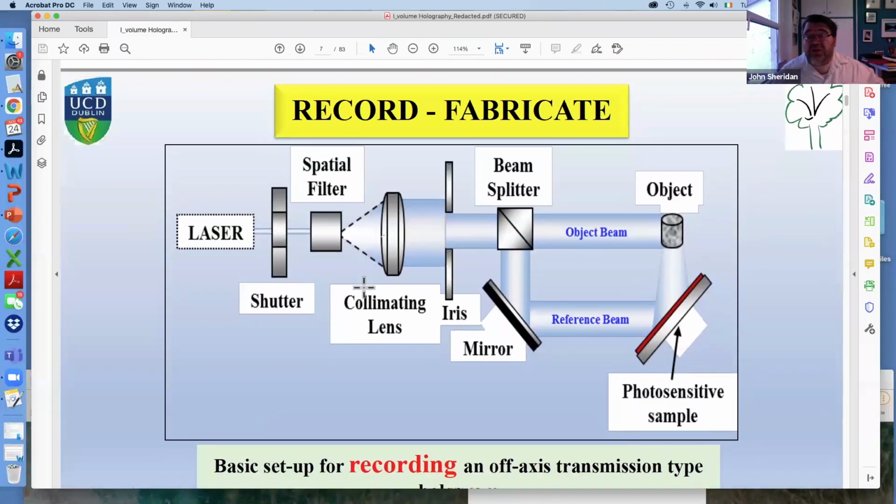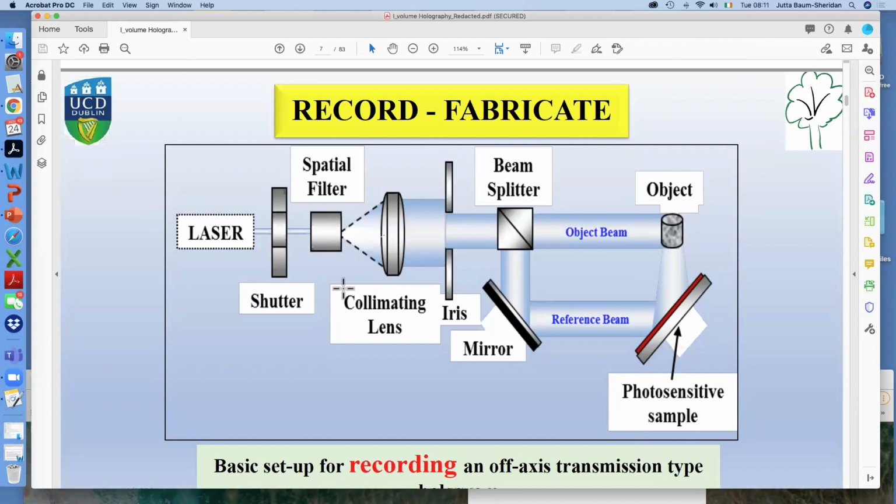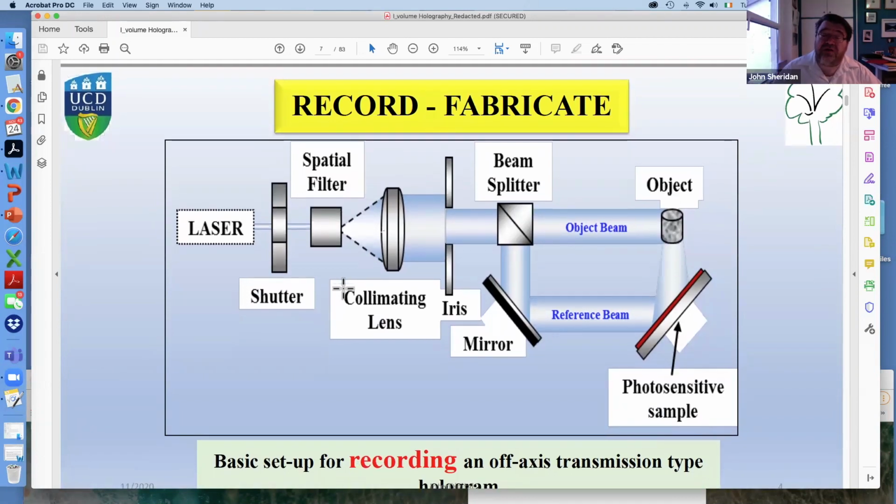Now, the first thing we're going to do is fairly light touch. I want to make sure everybody has a fairly reasonable idea of what we mean when we talk about holography, and particularly what I'm going to be talking about here. So the first thing is that holography generally involves 2 steps. There's a recording step, a fabrication step, an exposing step. They're all interchangeable names. And this here is supposed to be describing the recording of a hologram, and it's an off-axis hologram, and it's a transmission hologram.